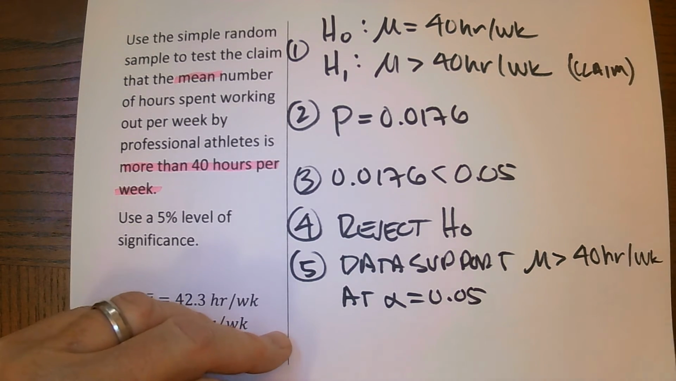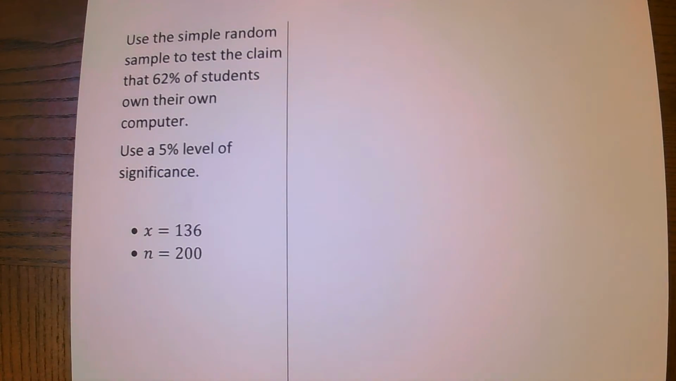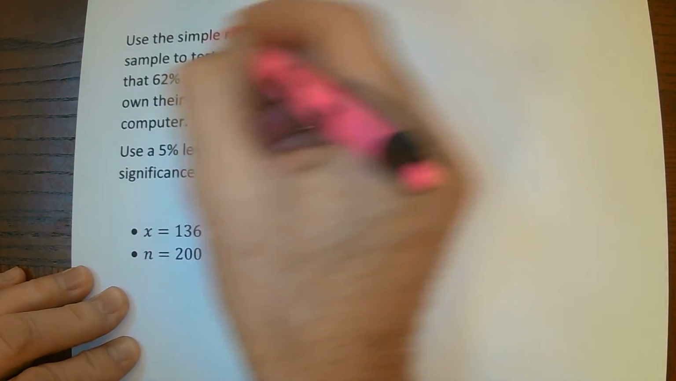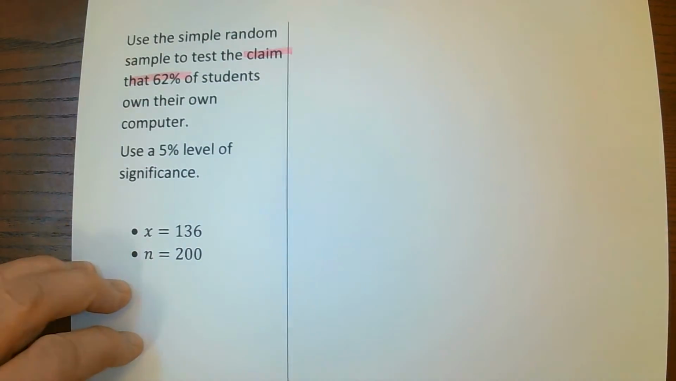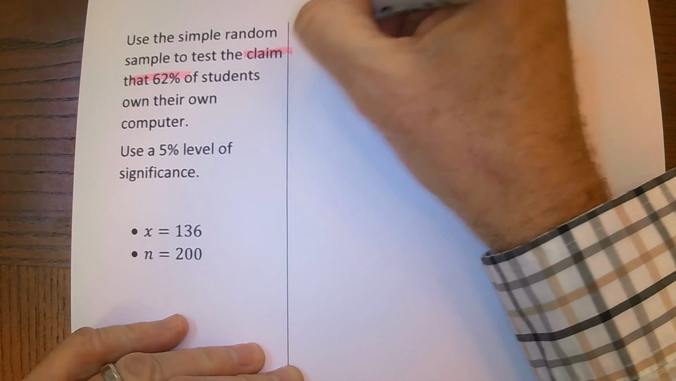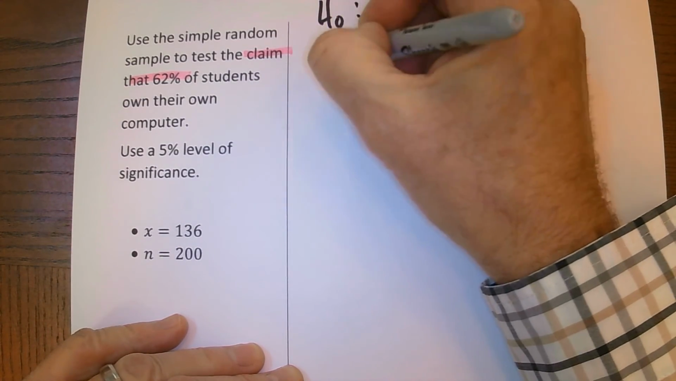So let me run through another example with a population proportion. So this time we're going to use a simple random sample to test the claim that 62% of students own their own computers. Again, we're going to use a 5% level of significance. So the claim is that the proportion of students that own their own computer is 62%. How do I know it's a proportion? Because it's a percentage.